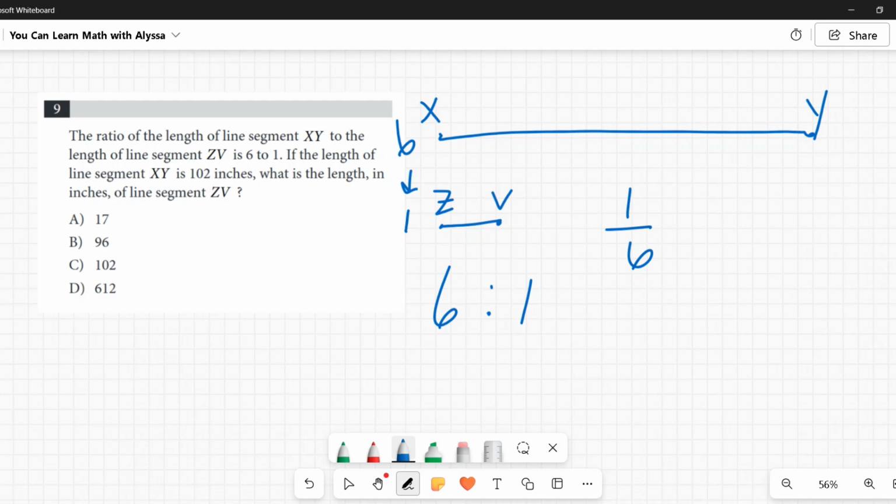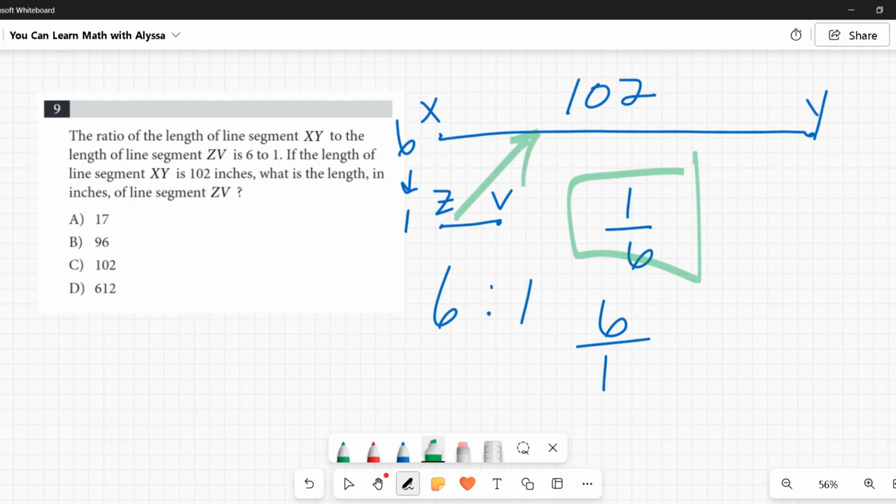Okay, if the length of line segment XY is 102 inches, what is the length in inches of line segment ZV? So the way we can do this, and this always works when we're talking about proportions, when we have two ratios that are equal to each other. So in this case, 6 to 1, and I'm going to write it like this because I'm going to say XY on top. If I chose to write it as 1 to 6 going this direction, I could. It doesn't matter, as long as I'm comparing apples to apples. And what do I mean by that?